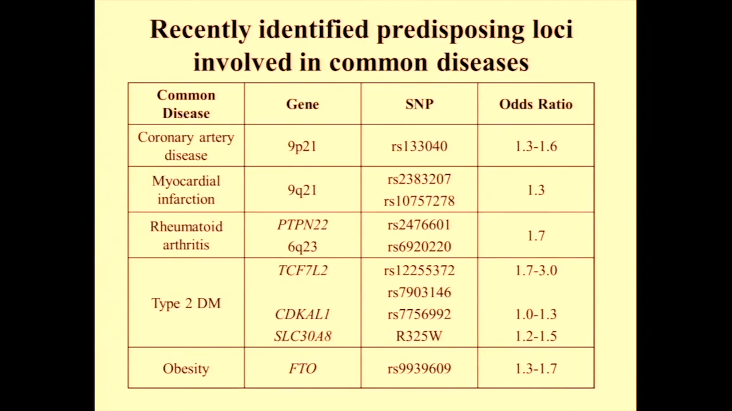Now when you look at the actual risk alleles that are identified in GWAS, it doesn't matter what phenotype you look in, the odds ratio, that is, how strong an effect that variant has on dictating whether you will or will not get that particular disease, is relatively modest. So these are ones that actually have quite large effects, 1.7. In other words, if you have this SNP, you have a 70% higher chance of getting the disease than somebody that doesn't have that SNP.